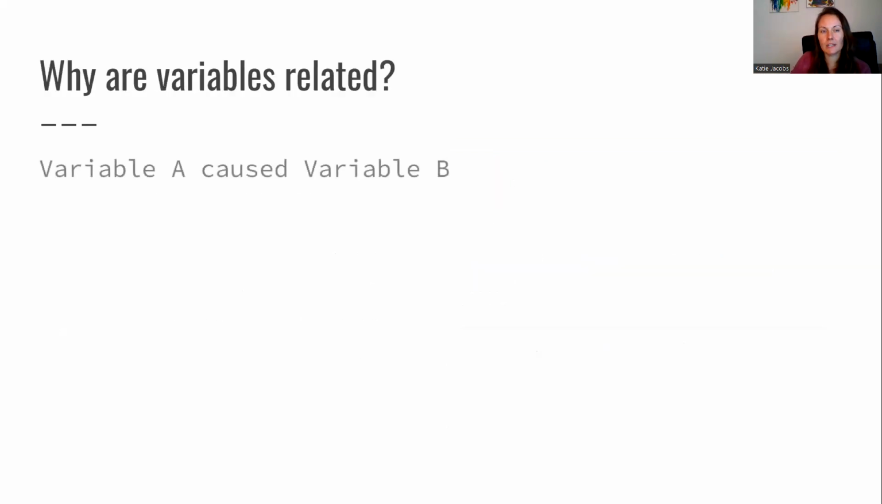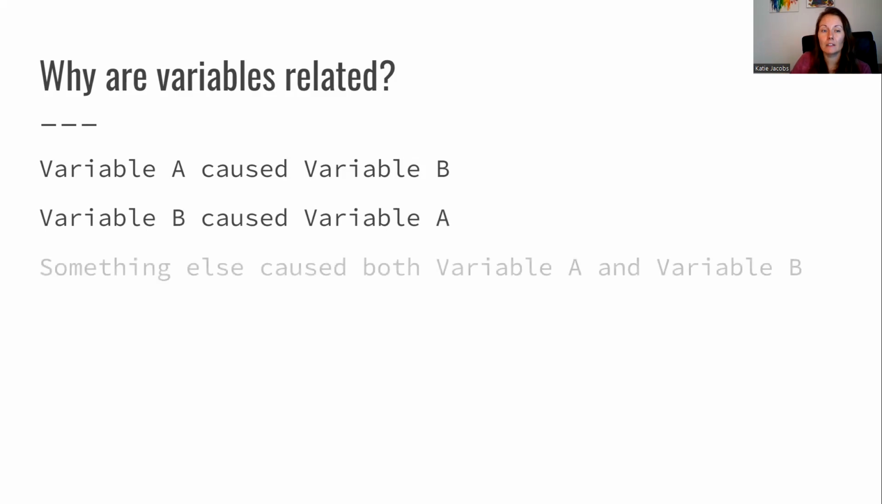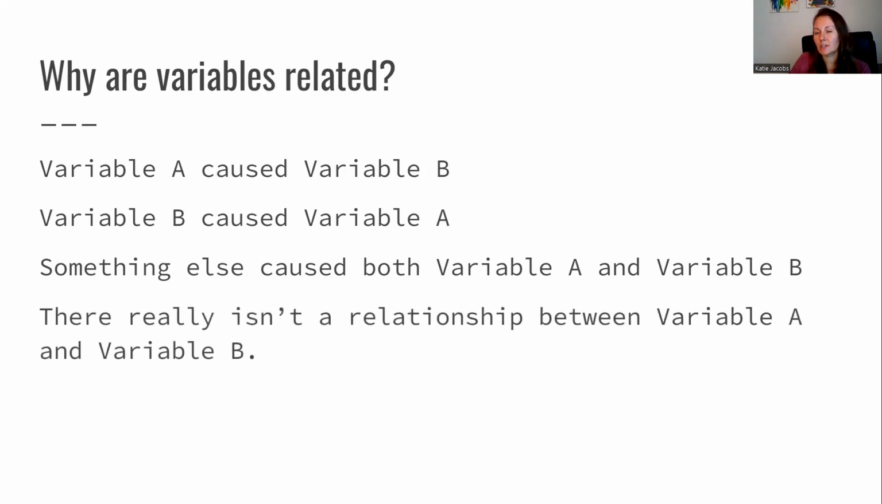So why are variables related? You could have variable A cause variable B. Variable B could cause variable A. Something else could cause both variable A and variable B, or there really isn't a relationship between the two.